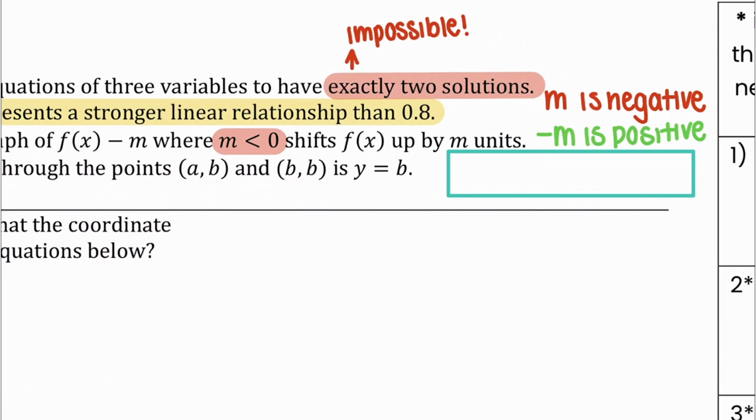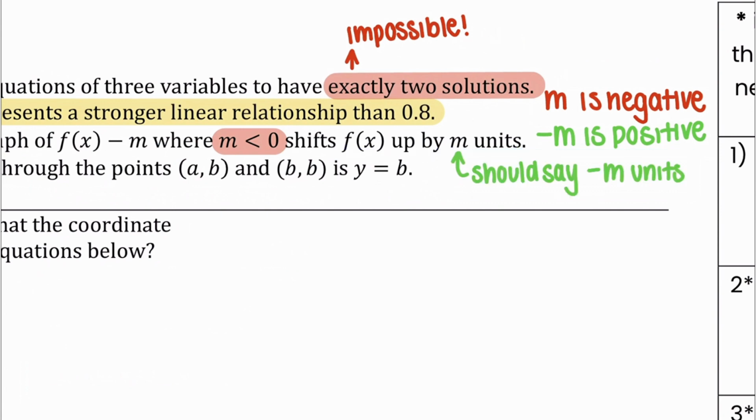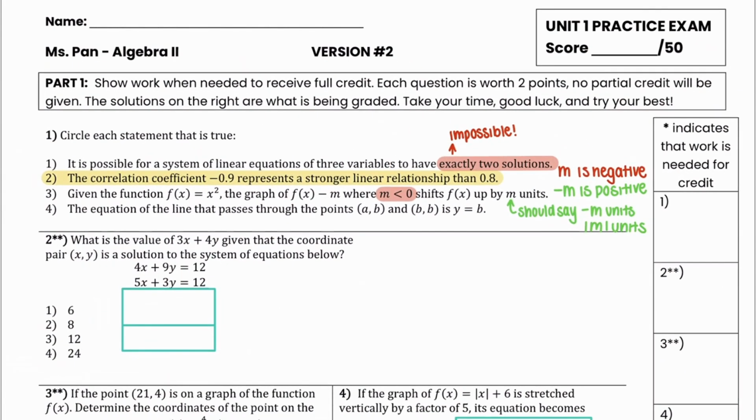And so does it really make sense to say that we're shifting up by m units, or like a negative number of units? No. So we have to say instead that we are shifting up by negative m units, or we can also say absolute value of m units. Either one is perfectly fine, as long as whatever the expression is, it's positive. So number 3 is bad.